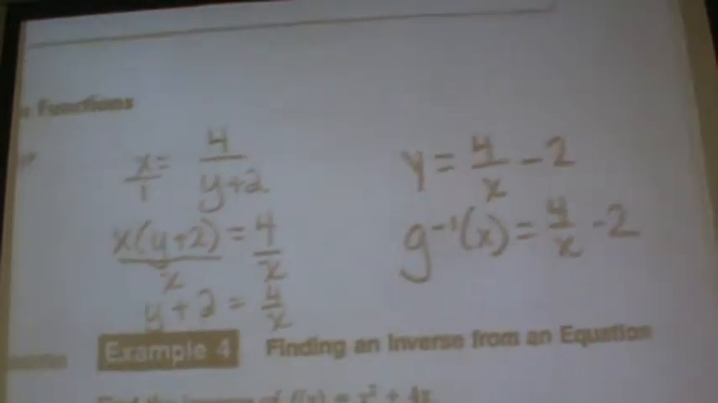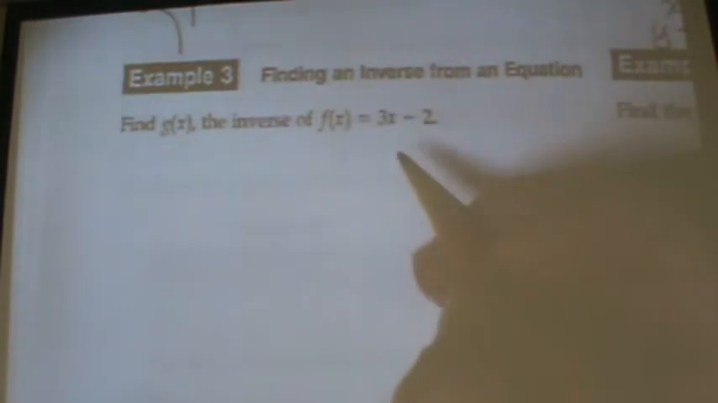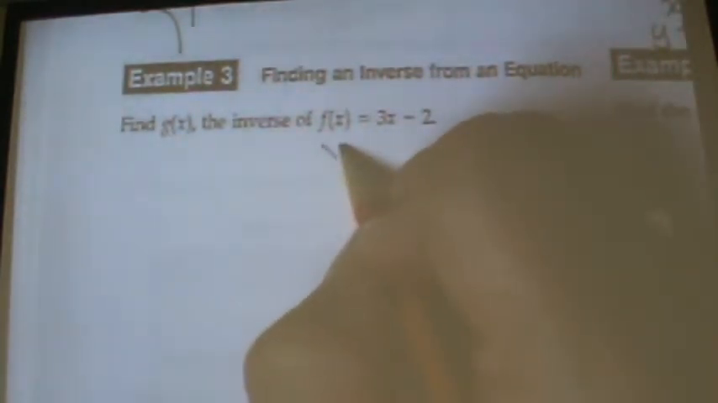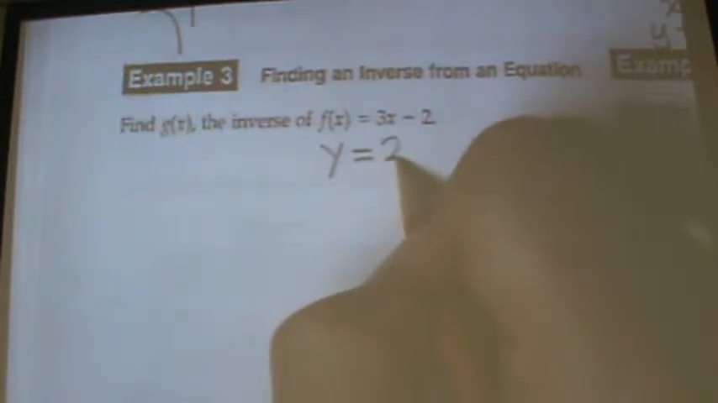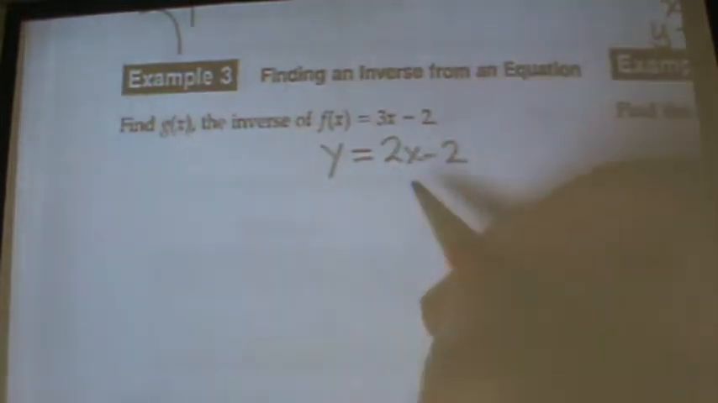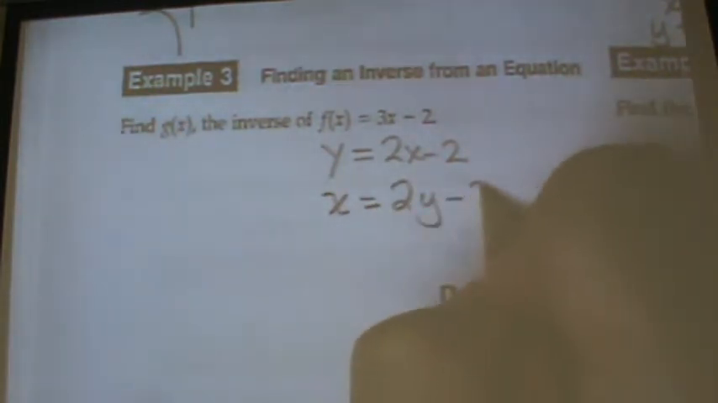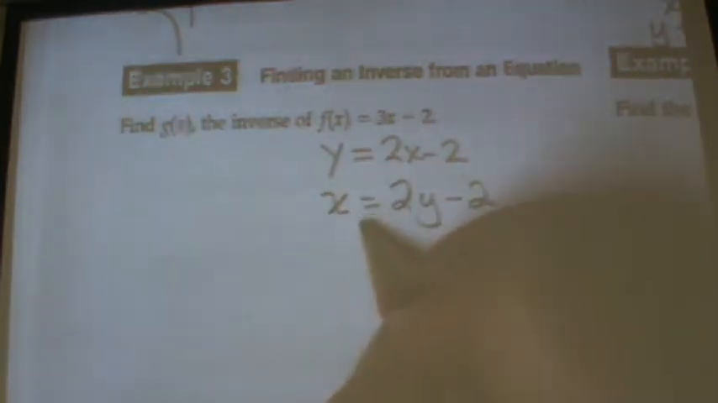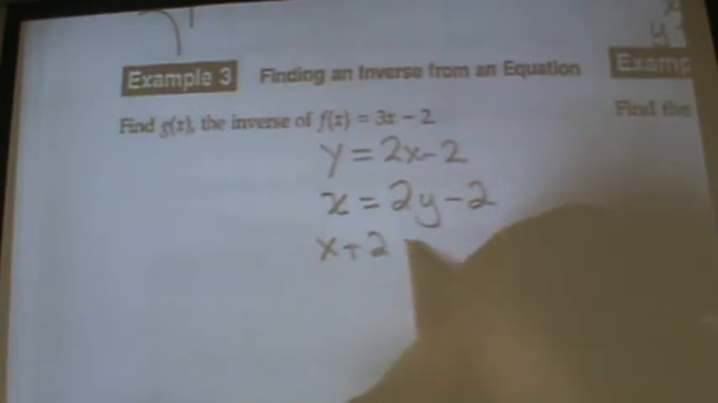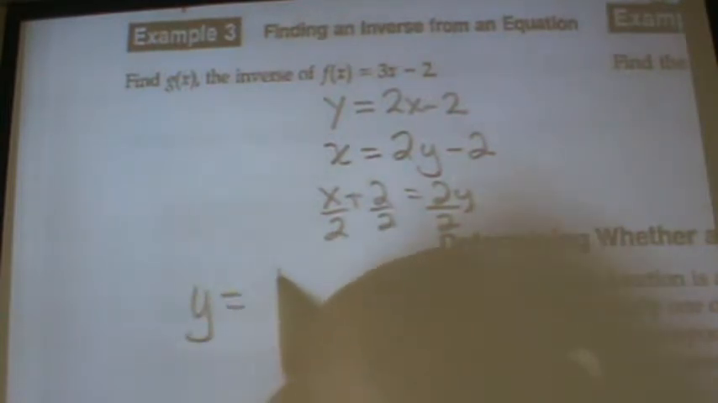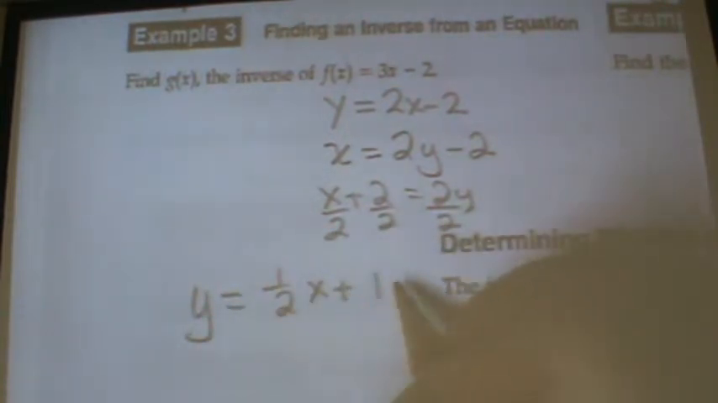Try another one, just real quick. How do you find the inverse of this? See if you remember, tell me what to do. You can rename your f of x as y. Okay? Then you flip your y and your x. Then you add 2 and divide by 2. So x equals... So y is 1/2 x plus 1.